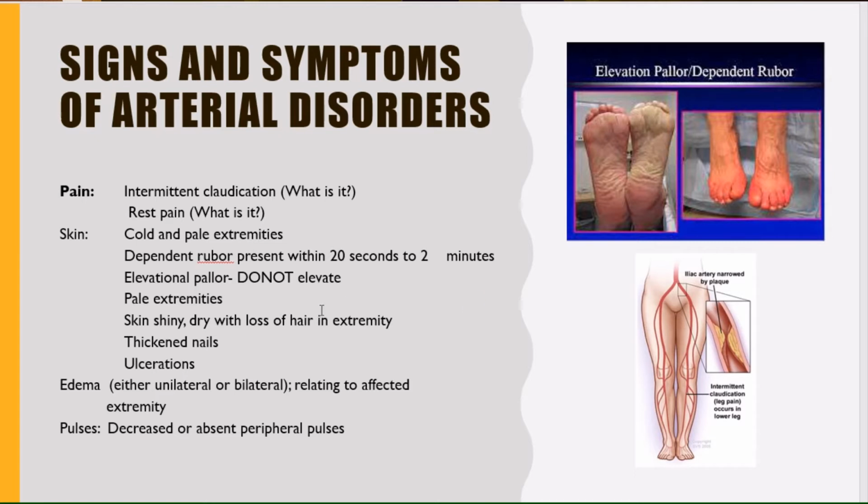The skin may be shiny, dry, with loss of hair in the extremity, thickened nails, and ulcerations. Edema can be either unilateral or bilateral, relating to the affected extremity. Remember that whenever you do an assessment, always do it bilaterally, at the same time. Compare both extremities at the same time so you can really see the difference, whether this leg has swelling or not. How about the pulse? Check the pulse to see if it is decreased or absent.